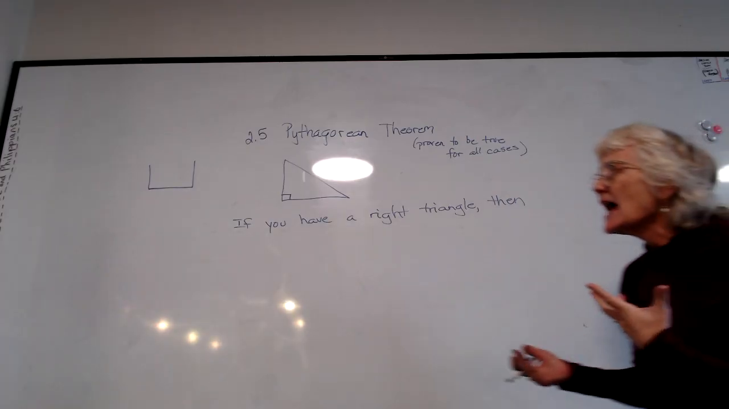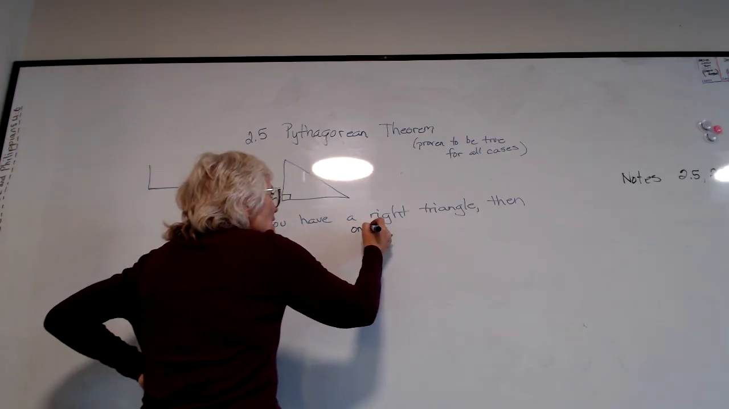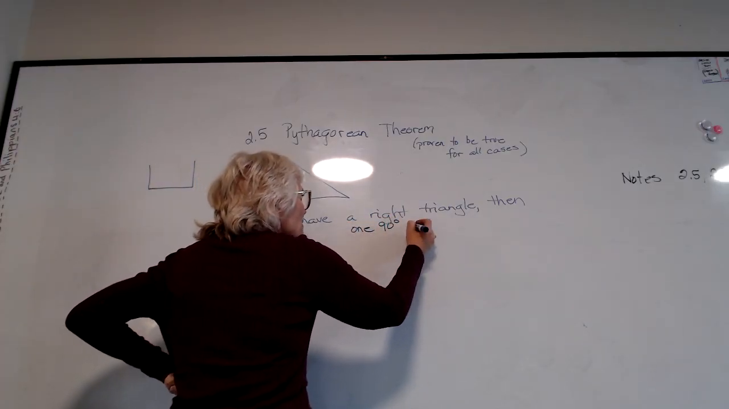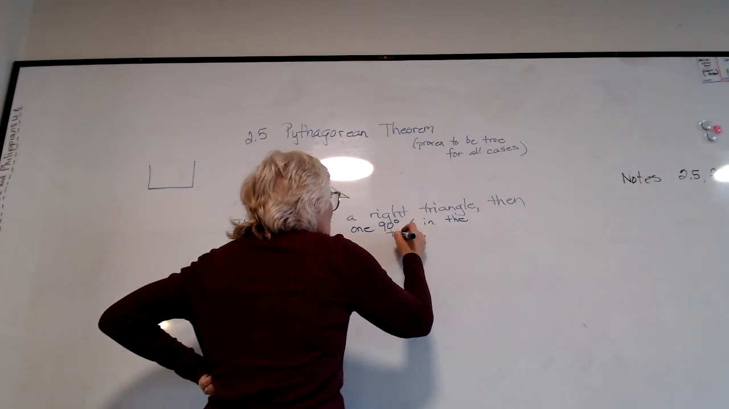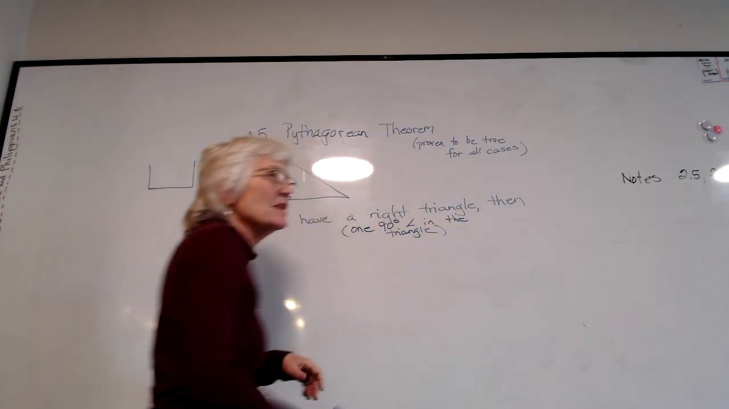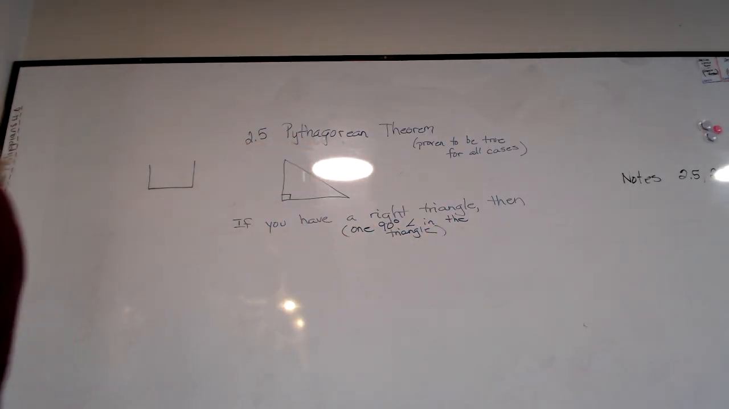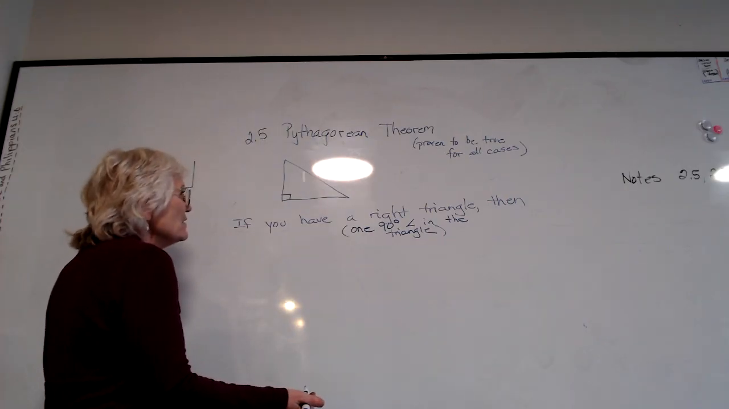Okay, so we know there's only one 90-degree angle in the triangle. I'm just putting this down as a reminder. That's what a right triangle actually means. That's the definition of a right triangle. It has exactly one 90-degree angle inside. Okay. Then we have to know a few things about the triangle.